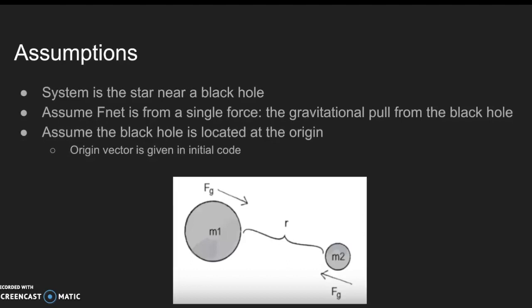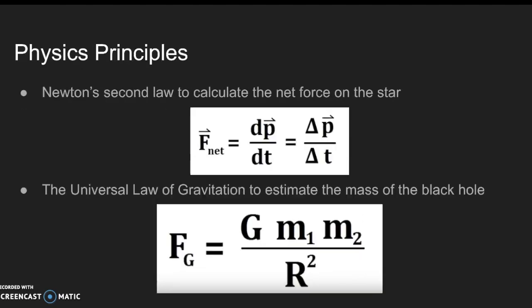I was told to first assume that the system is a star near a black hole and assume that the F net is from a single force, which is a gravitational pull from the black hole, where you can assume that there's only one gravitational force pulling the star to the black hole. And I was told to assume that the black hole is located at the origin, which is supported by the origin vector given in the initial code.